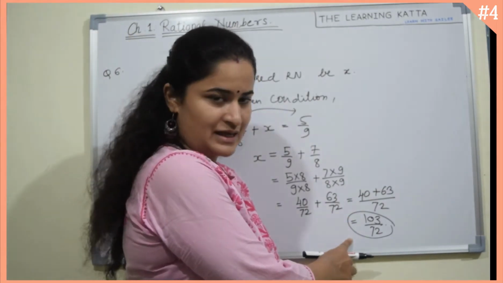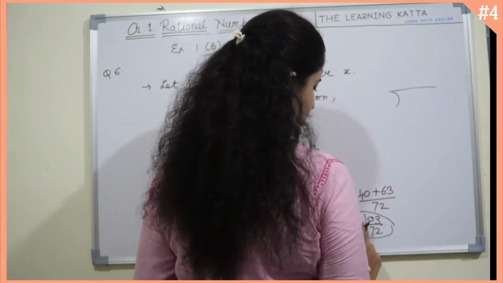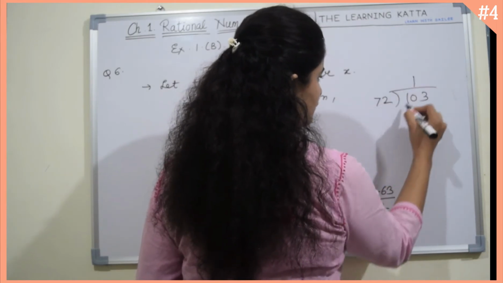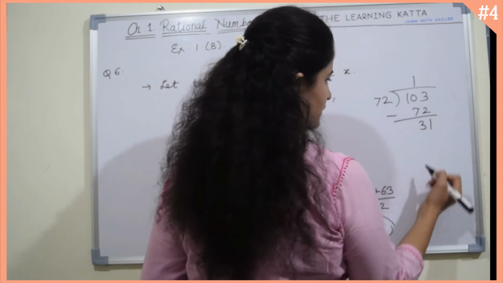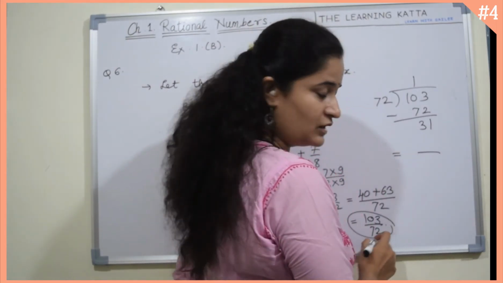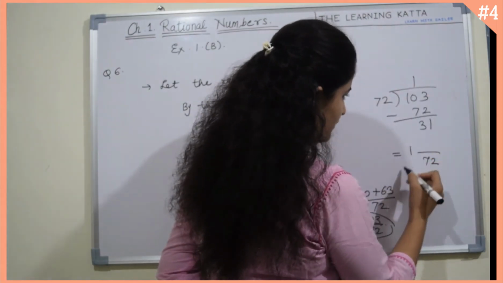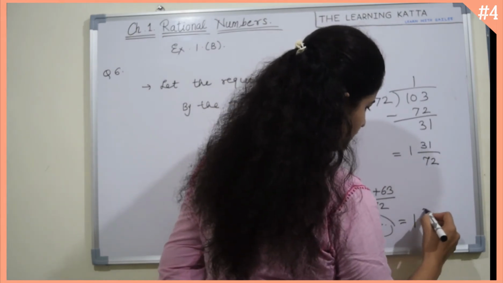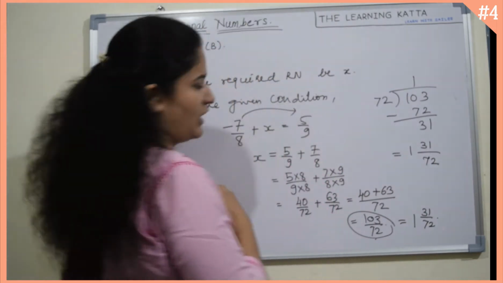You can let it be as it is or you can express it in mixed fraction. I'll tell you how. So it's 103 divided by 72. So 72 ones are 72. So you get 31. So this can be expressed as, 72 is in denominator. So we are going to write it here. The quotient comes here and the remainder comes here. So we can write it as 1 integer 31 upon 72 as well. So that will be your final answer.